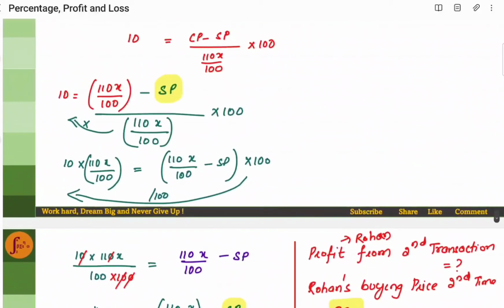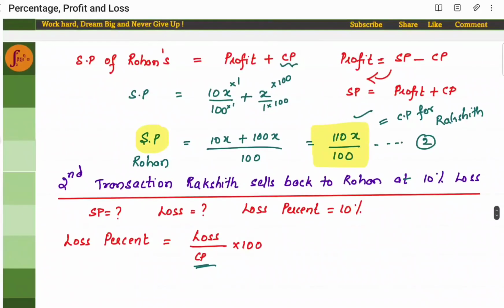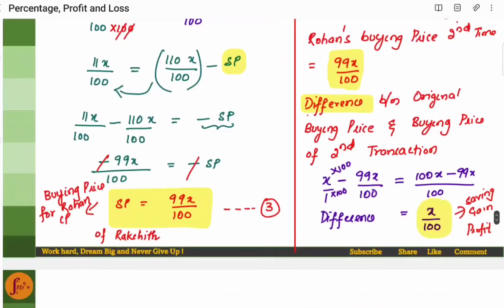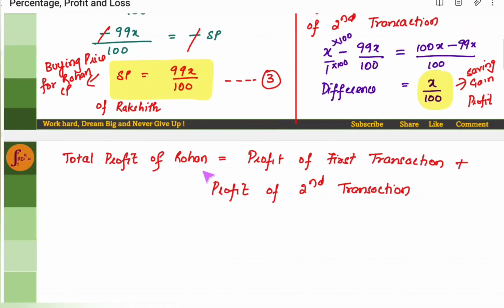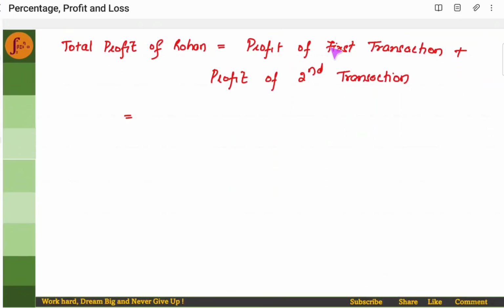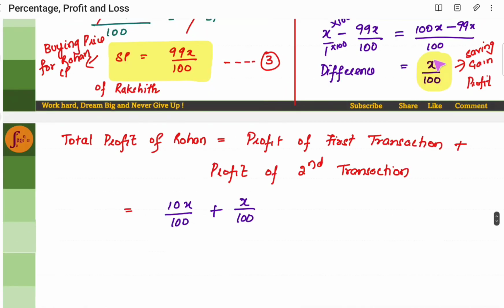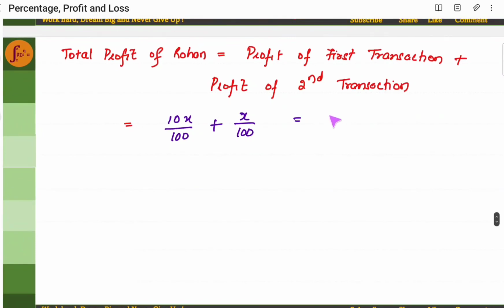In the first transaction, he also made a profit, right? In the first transaction, what is the profit that he made? This is the profit that he made in the first transaction, 10x by 100. So let's add. Total profit of Rohan is equal to profit of the first transaction plus profit of the second transaction: 10x by 100 plus x by 100. So what is it finally? It is 11x by 100. But we know what profit he has made: 55 rupees. That's given in the question. Total profit that he made is 55 rupees.